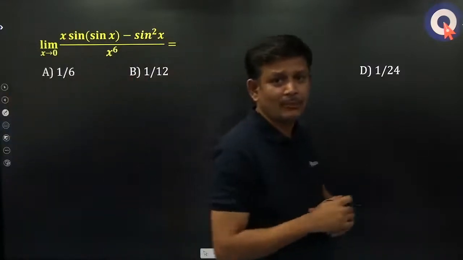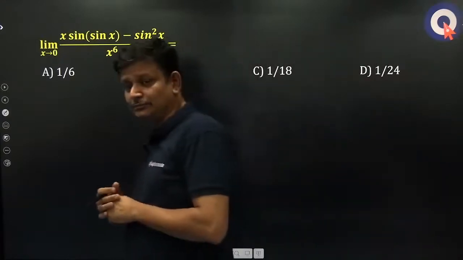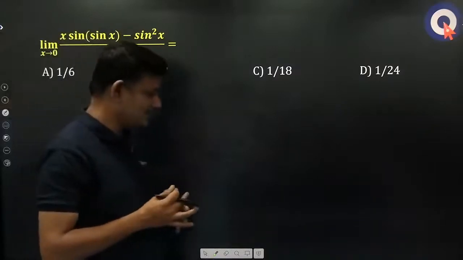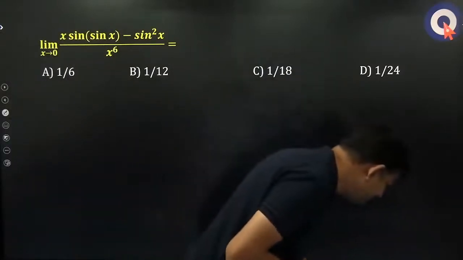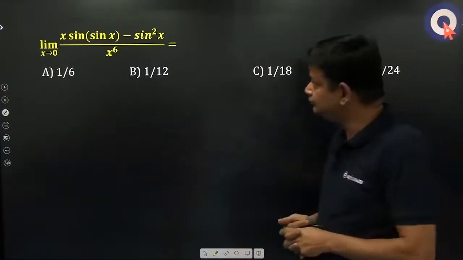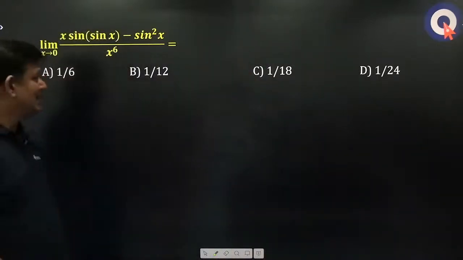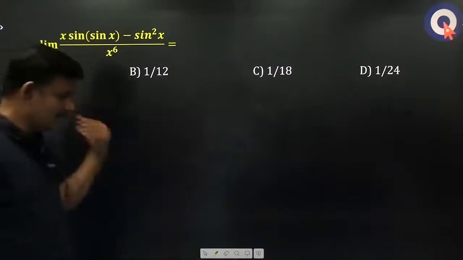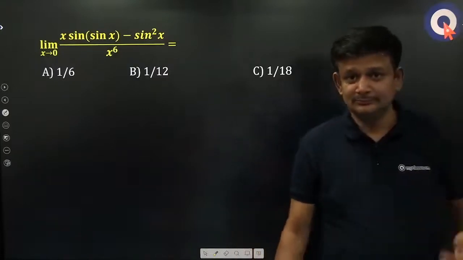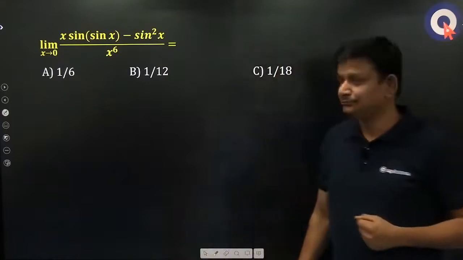Next question: limit x tending to 0, x into sin of sin x minus sin square x divided by x power 6. What is the question? Limit x tending to 0, x into sin of sin x minus sin square x divided by x power 6. Now here, is it necessary to discuss RHL and LHL separately?